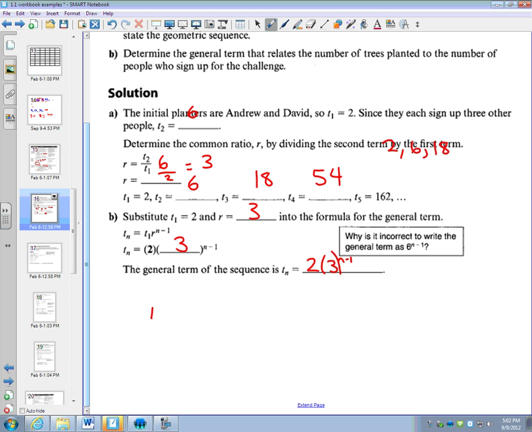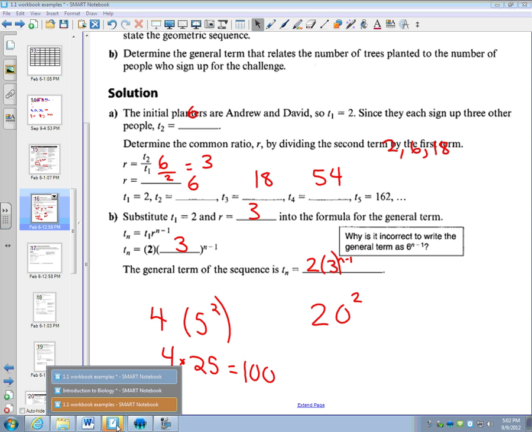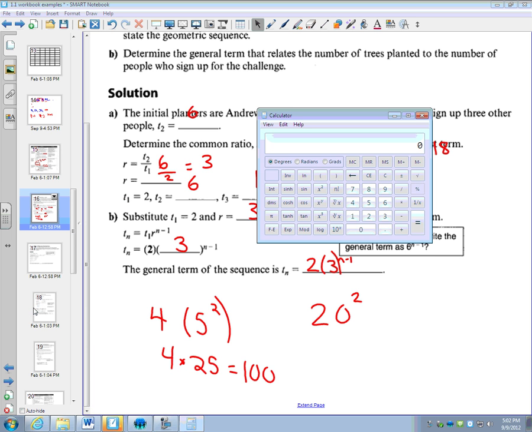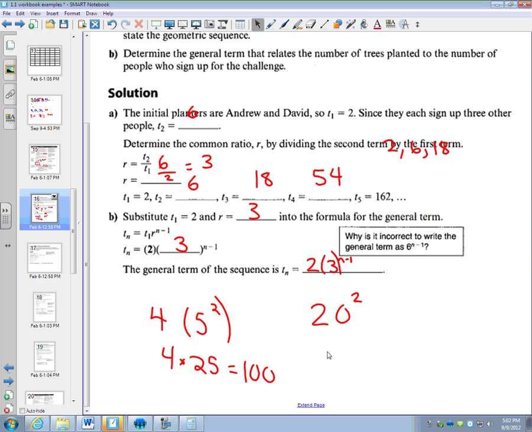If I have 4 times 5 squared, 5 squared is 25, and 4 times 25 is 100. Now what if we said this is the same as 20 squared, because 4 times 5 is 20? 20 times 20 is 400. Is 400 the same as 100?